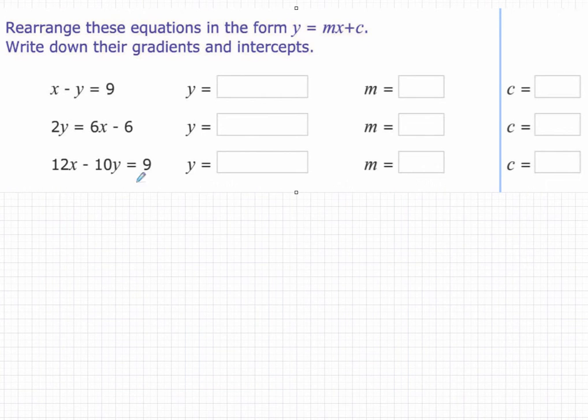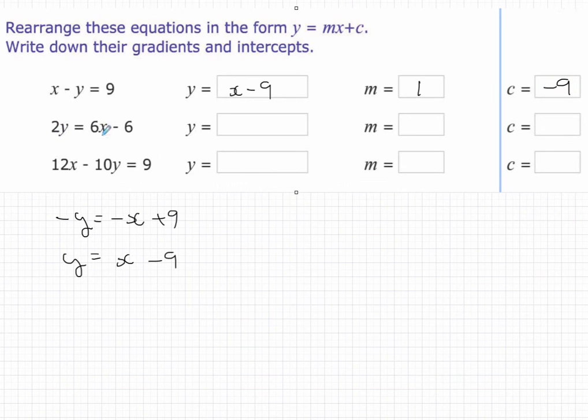So the first one, we've got minus y equal, take the x over first, so it'll be minus x plus 9. Multiply by minus 1, so y is equal to x minus 9. So this is x minus 9. The gradient will be the 1, and minus 9 will be the intercept.